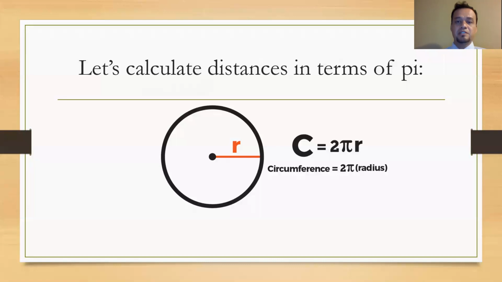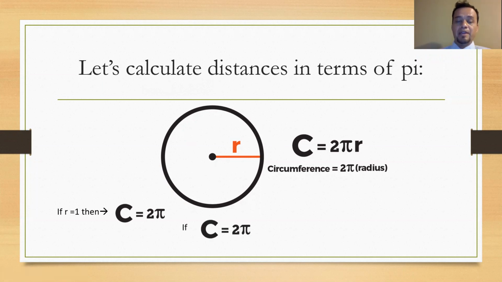So the circumference, we all know the circumference of a circle is 2 pi times the radius. If the radius happens to be 1, then we can make the conclusion that the total distance around the circle is equal to 2 pi because the radius is 1. So it's 2 times pi times the radius, which is 1, is the distance around the circle.